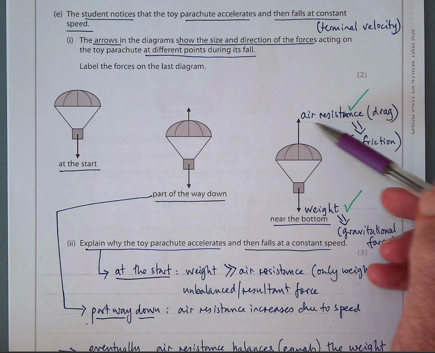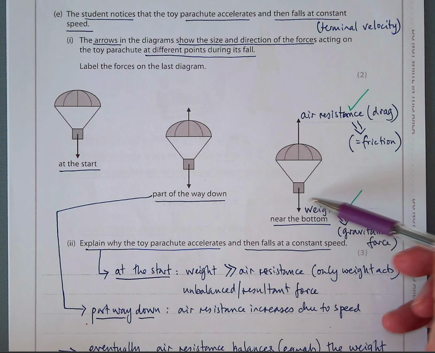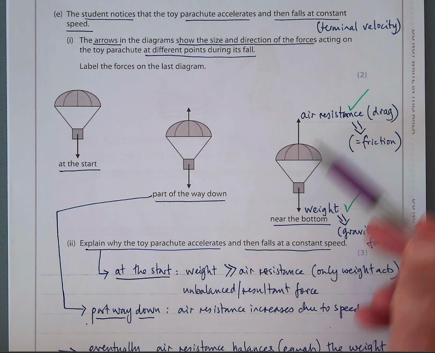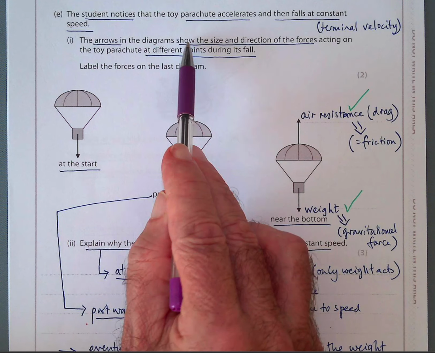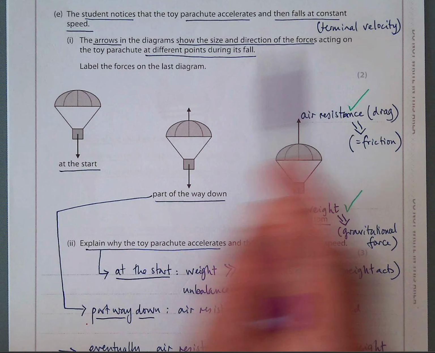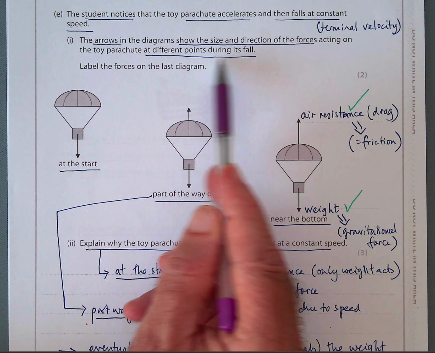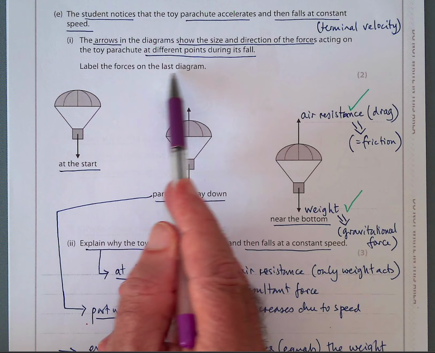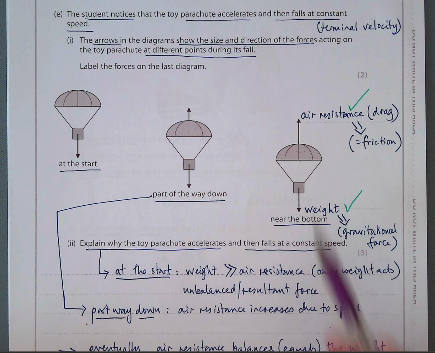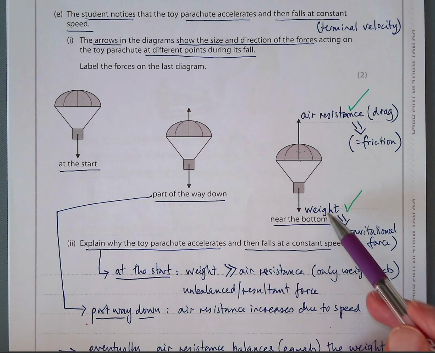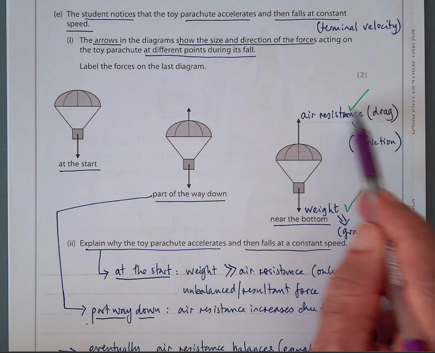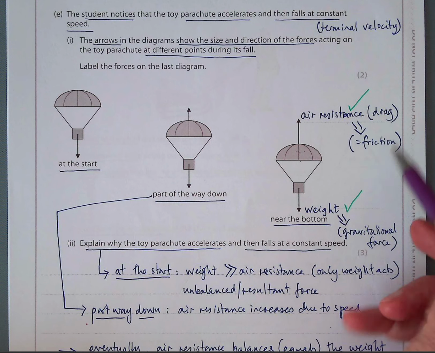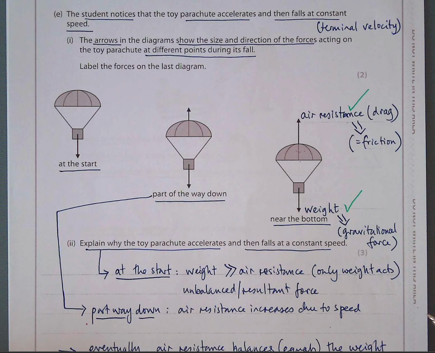And they've asked you to draw the forces on the third diagram. And this is where it's reached terminal speed. The arrows in the diagram show the size and the direction of the forces acting on the toy parachute at different points during its fall. Label the forces on the last diagram. Well, this is the last diagram. So the downward force is called the weight, and the upward resistance force is called air resistance or drag, which is kind of a type of friction.